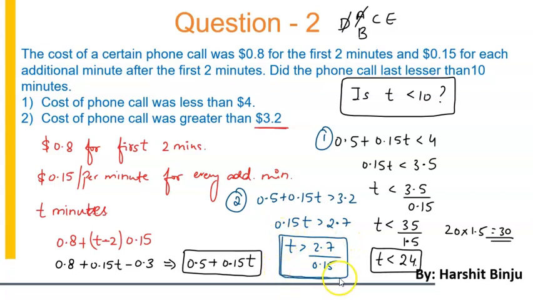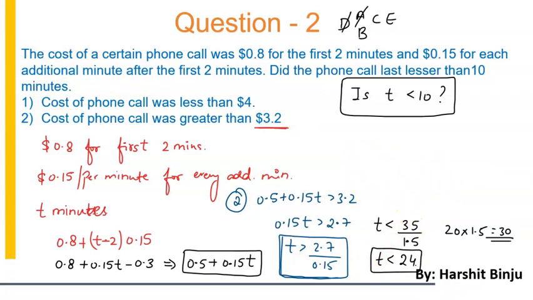Again, you don't have to solve this. That's the best part about data sufficiency. If you want T to be 10, let me remove the solving of statement 1, we'll keep the conclusion. If I want T to be 10, in the denominator I have 0.15, then I need my numerator to be 1.5.